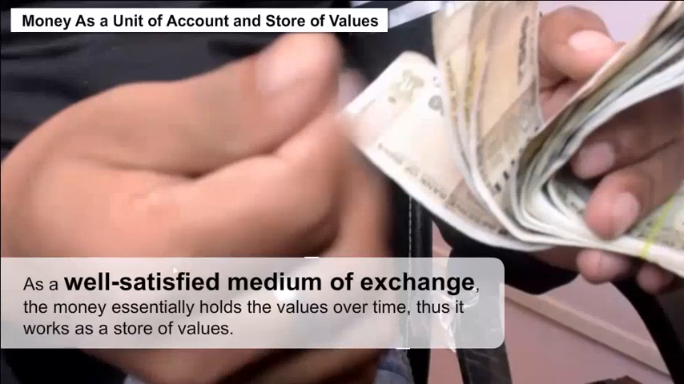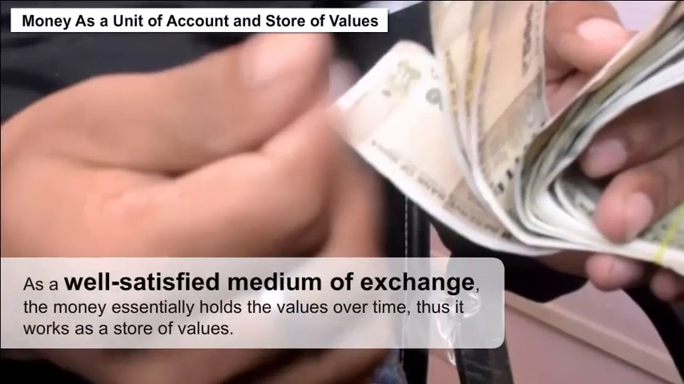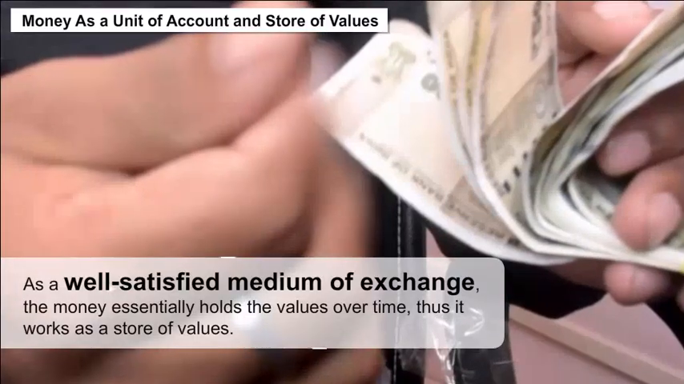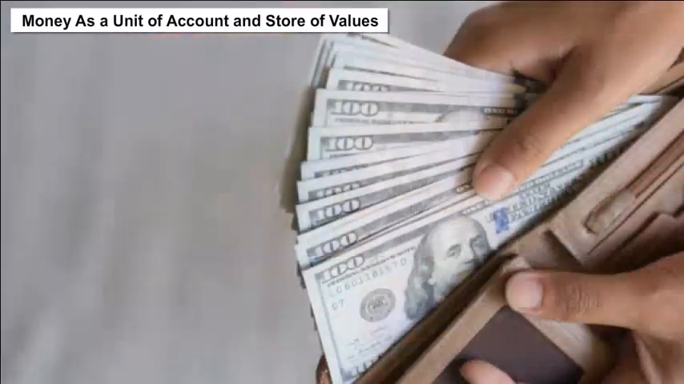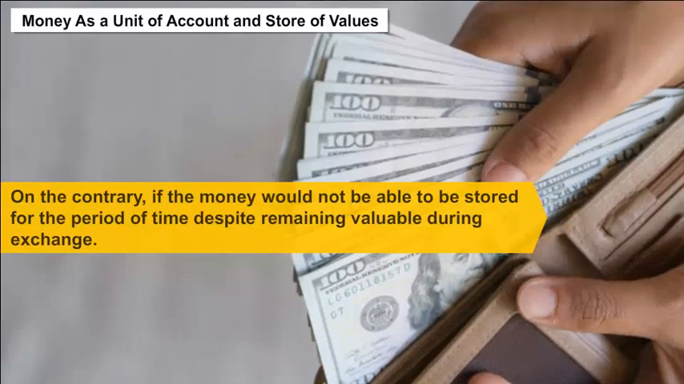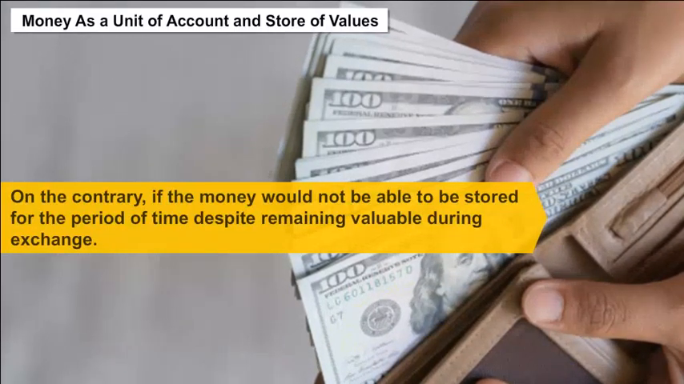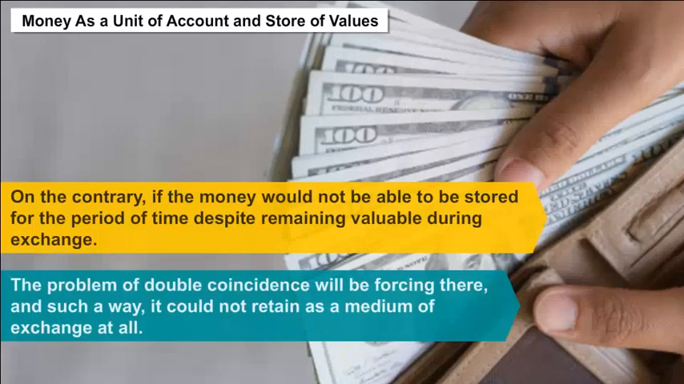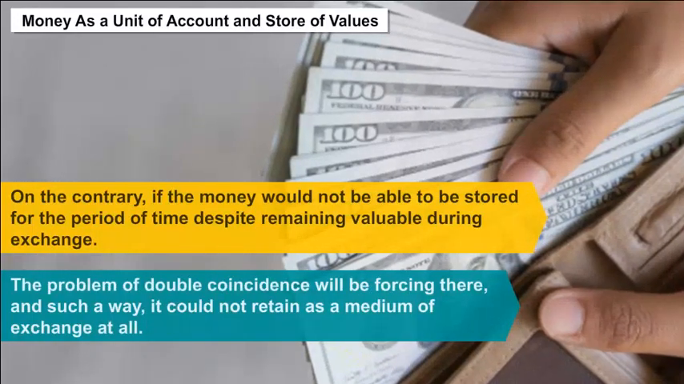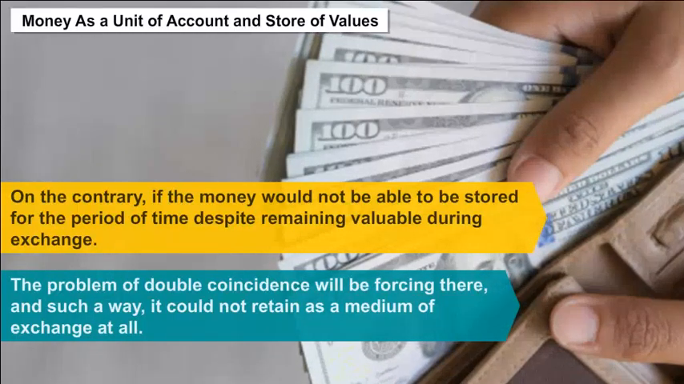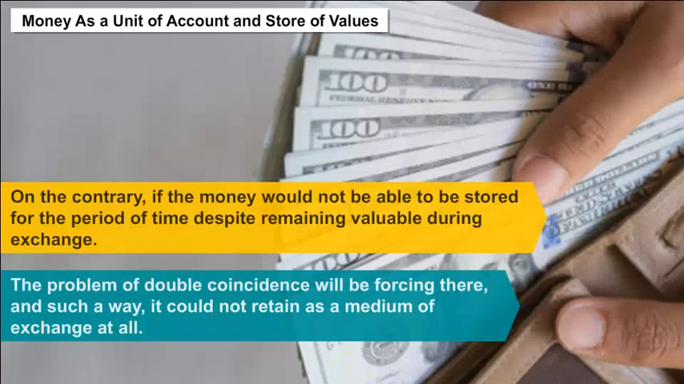As a well-satisfied medium of exchange, money essentially holds its value over time, thus it works as a store of value. On the contrary, if money could not be stored for a period of time, despite remaining valuable during exchange, the problem of double coincidence would be forced back, and in such a way it could not remain a medium of exchange at all.